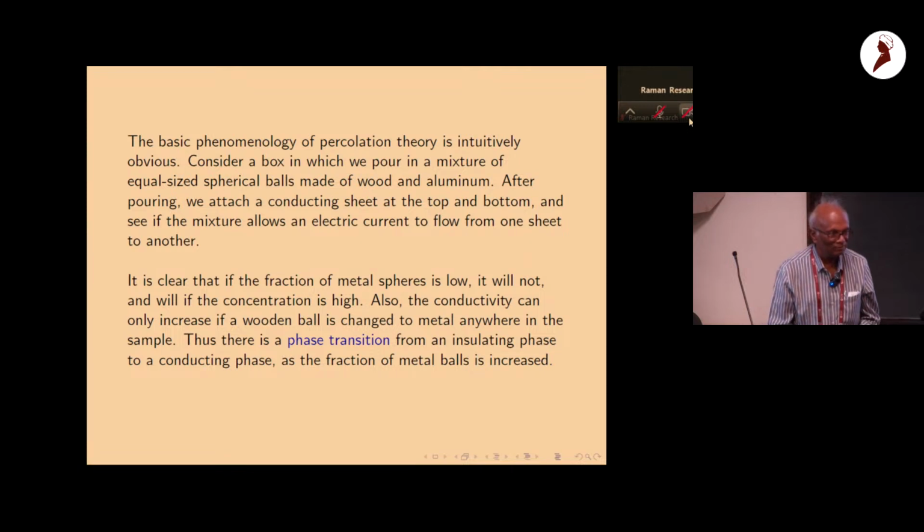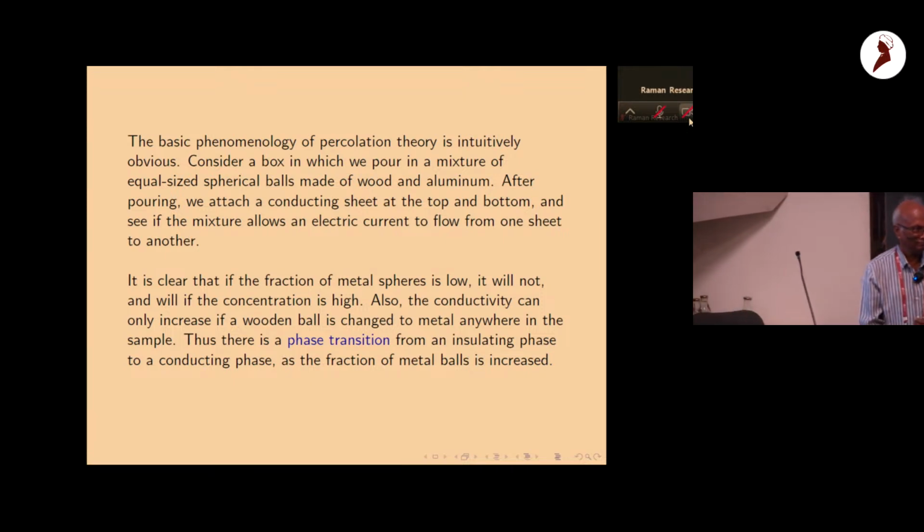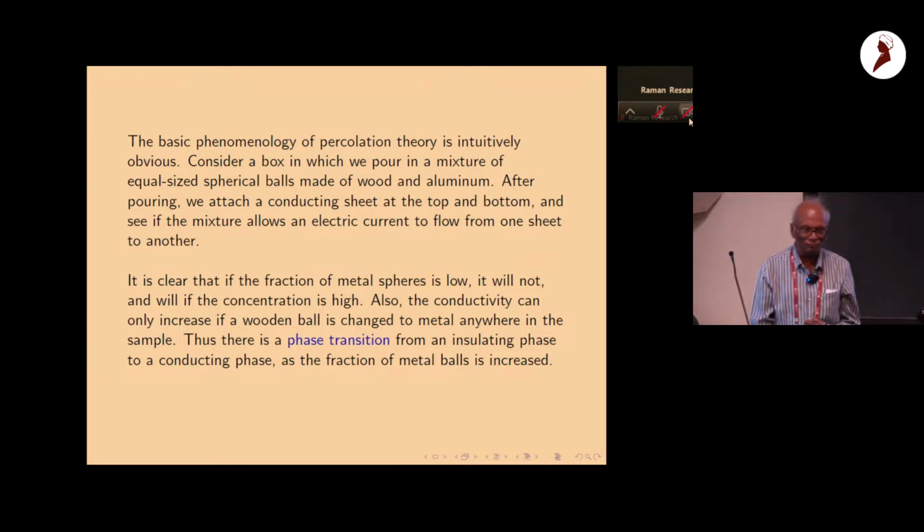remains yes. This question you have to ask somewhat carefully. That depends on the problem we are studying. But right now we are asking, is there a current flowing? And the answer is no, no, no, no, and suddenly it becomes yes. So when the answer changes from no to yes, that is called a phase transition.